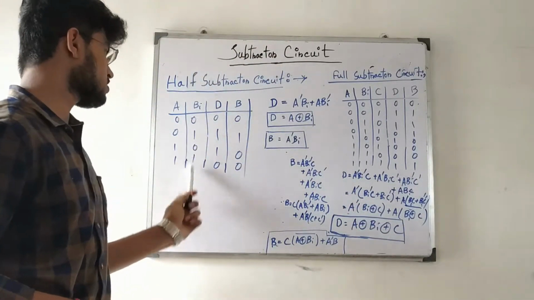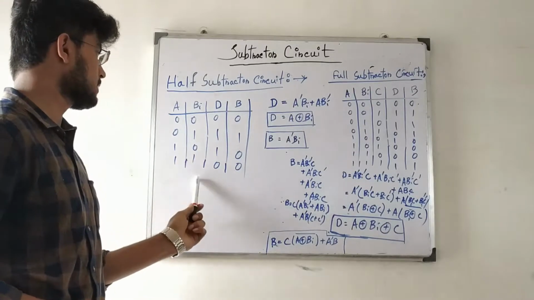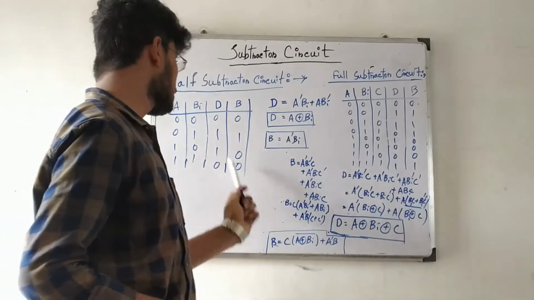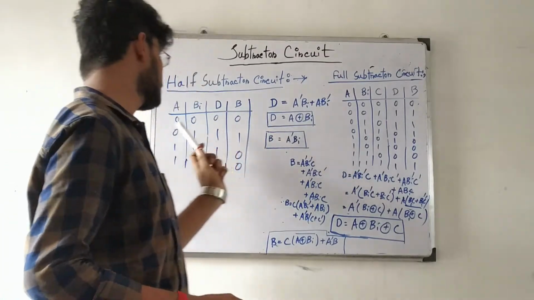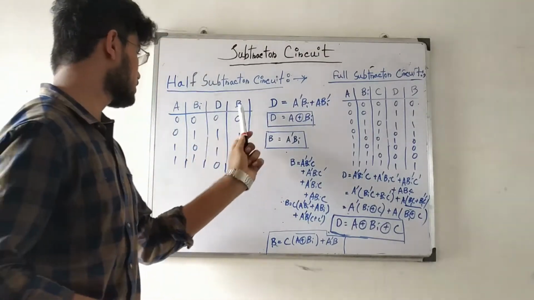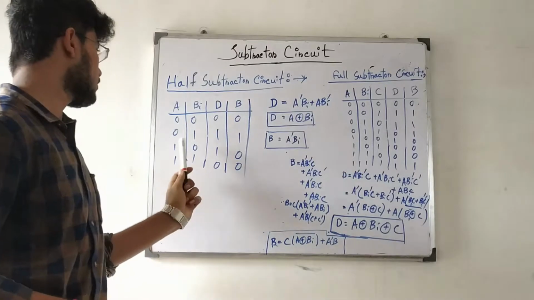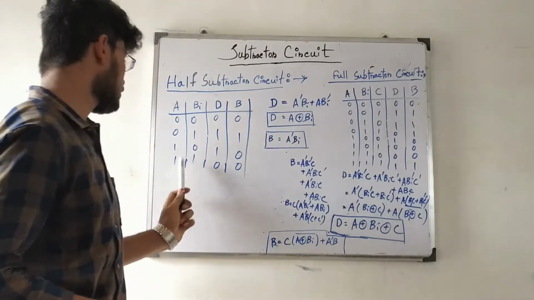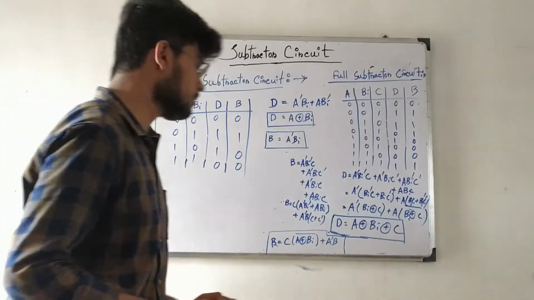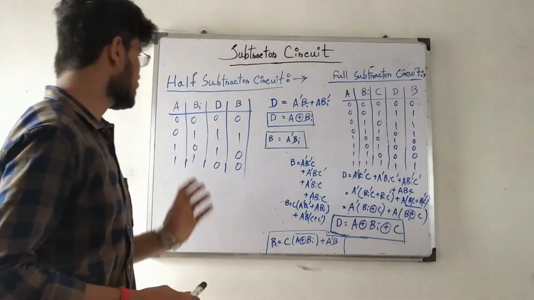So 4 combinations are possible: 0 0, 0 1, 1 0 and 1 1. So if 0 0 is the input, then the difference is 0 and borrow is 0. If 0 1 is the input, then we have to take a borrow, so borrow is 1 and difference is 1. If 1 0 is the input, then difference is 1 and borrow is 0. If 1 1 is the input, then difference is 0 and borrow is 0. So this is the truth table of the half subtractor circuit.